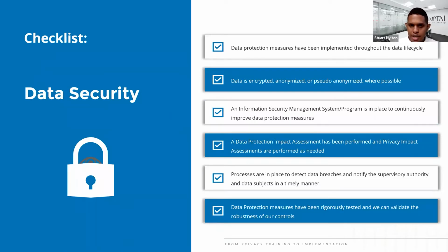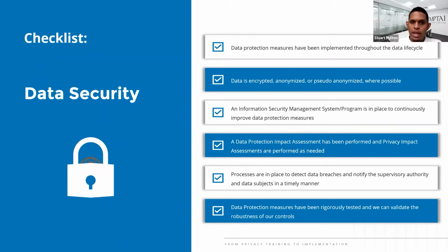On to data security. One, data protection measures have been implemented throughout the data lifecycle. So from the point of origination all the way through to destruction. In all of that process, wherever the data originates, all the way through to where it's stored or destroyed, we have a means of protecting it, and we can validate those things. Data is encrypted, anonymized, or pseudo-anonymized where possible.